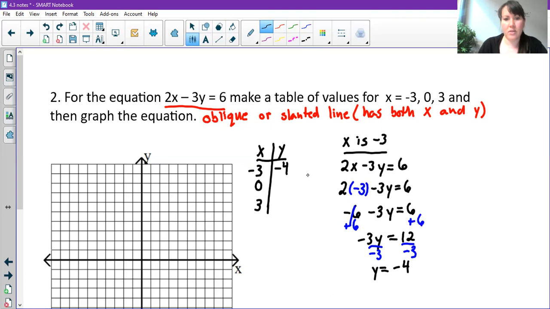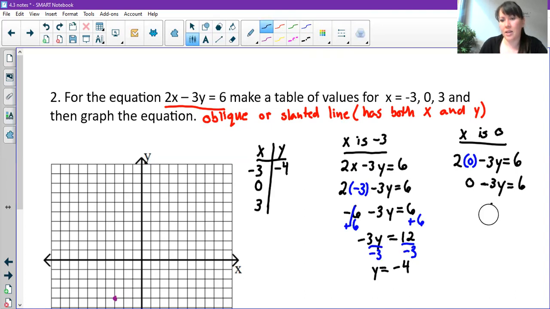Put that into your table of values, and that gives you a point on your graph. If you want to draw the point right away, you could. -3 and -4 down here. And then go and find your other point. So now I need to find when x is 0. Show us that you substitute 0 in for x. Do your multiplying. 2 times 0 is 0. So I actually don't need to write it if the answer is 0. And that means I have -3y equals 6.